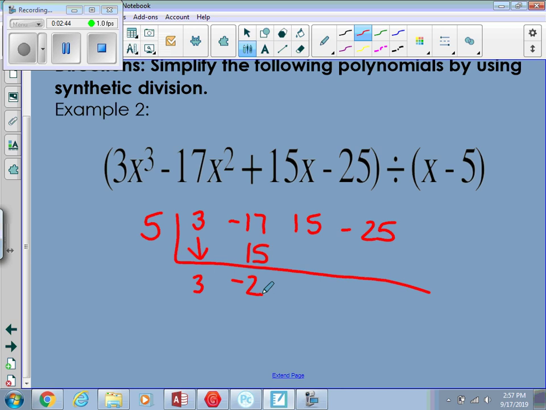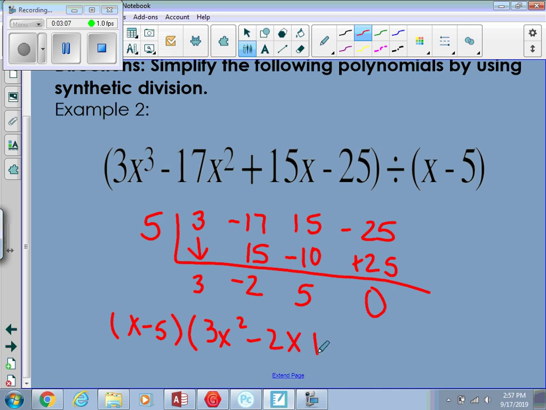5 times negative 2 is negative 10. Negative 10 plus 15 gives us 5. 5 times 5 gives us a positive 25. We get a 0, which means this was indeed a factor of the original. So again, we could rewrite this as x minus 5 times 3x squared minus 2x plus 5. And in the next class, we're going to discuss how we take that and then use that to define the zeros of this particular function. But for right now, we're just going to stop there.